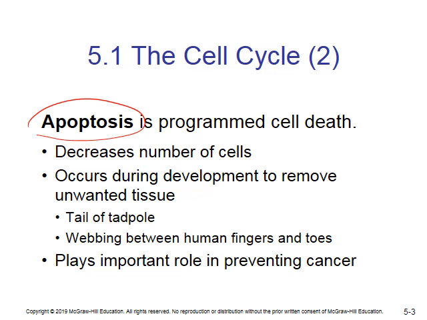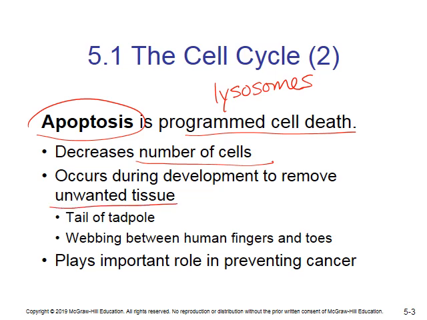We do have to mention apoptosis. This is programmed cell death. Most of us think of lysosomes when we think about apoptosis. So if we need to decrease the number of cells, or if we want to get rid of any unwanted tissue. So they talk about the webbing between the fingers and toes. They talk about the tail of a tadpole, but also think about just taking the trash out.